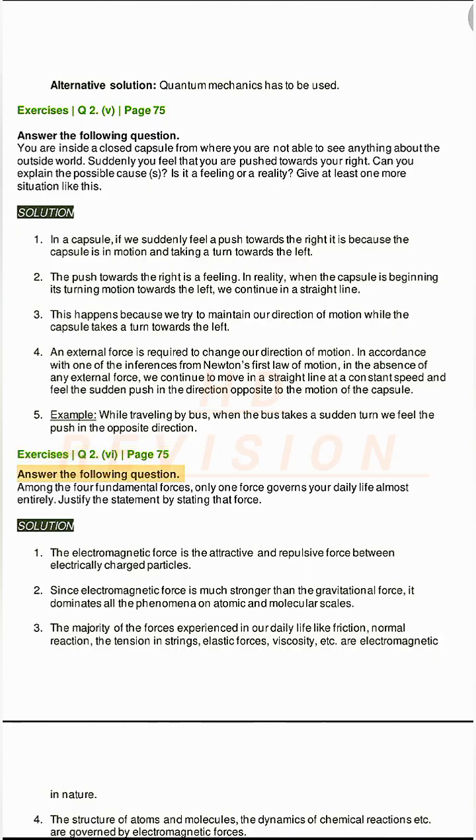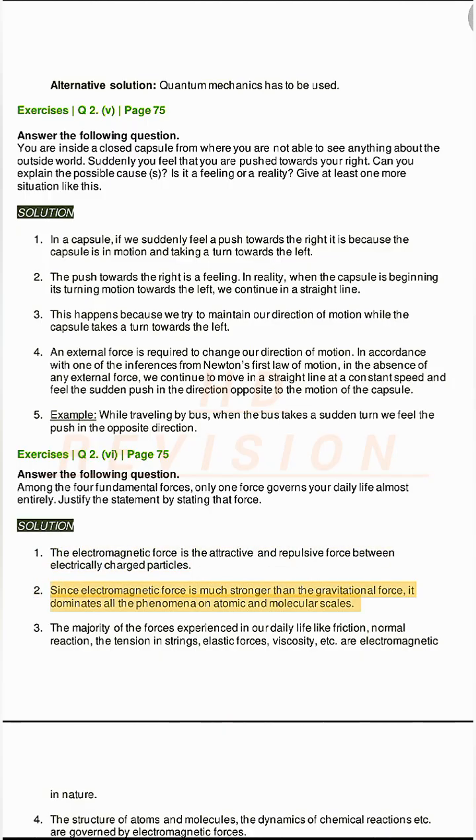Exercises Q2 B, page 75. Answer the following question. Among the four fundamental forces, only one force governs your daily life almost entirely. Justify the statement by stating that force. Solution. 1. The electromagnetic force is the attractive and repulsive force between electrically charged particles.